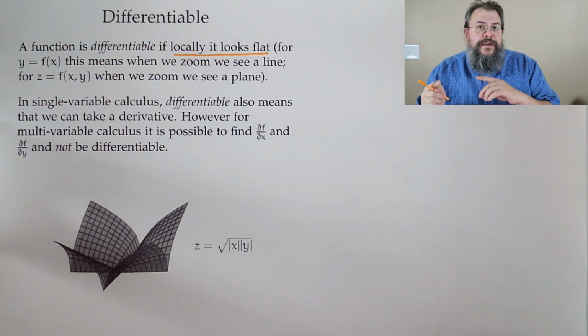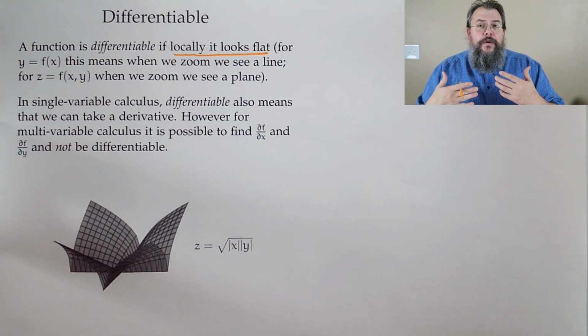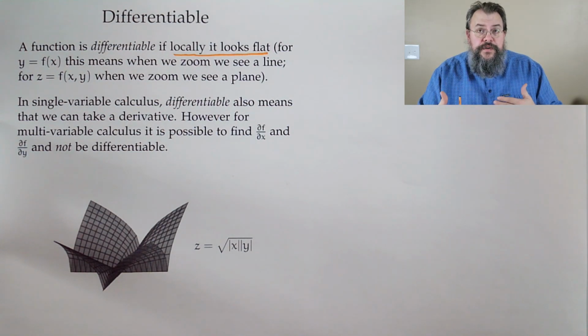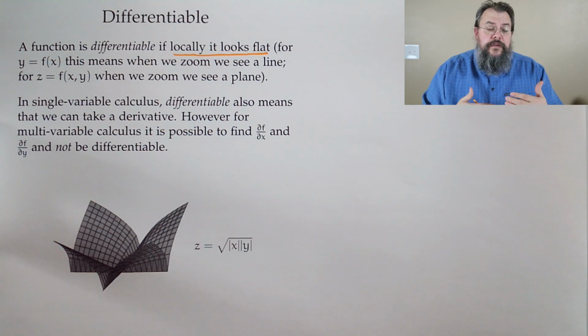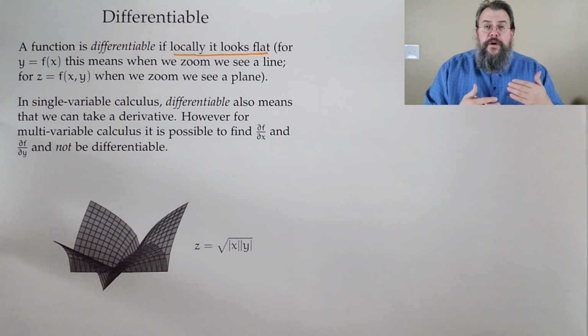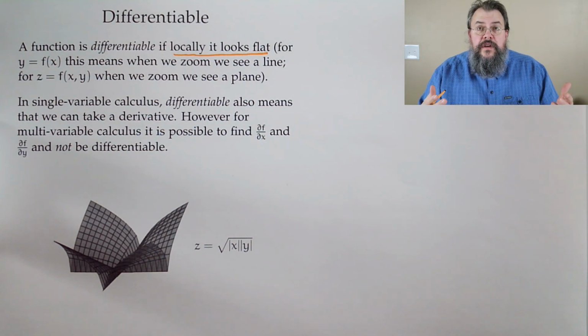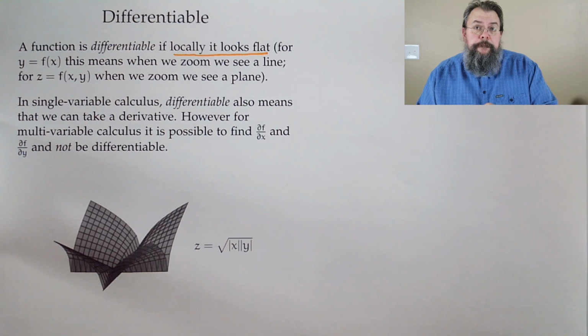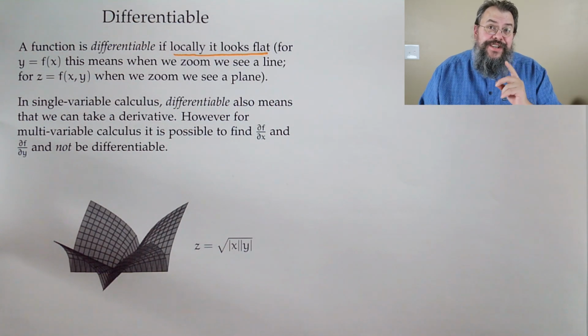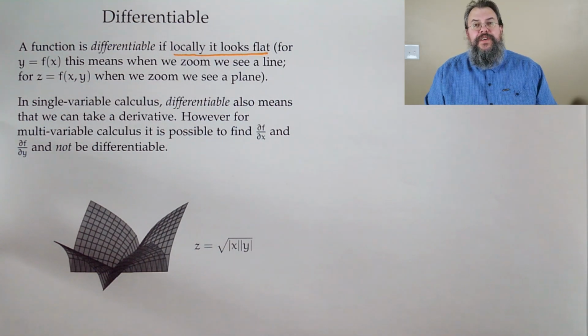Now the question is, is that still true? Well, what do we have? We have these partial derivatives. So things like partial f, partial x, partial f, partial y. If we have those partial derivatives and they exist, locally do we look flat? The answer is actually no. It's a little bit more subtle.